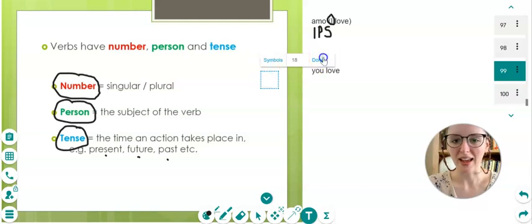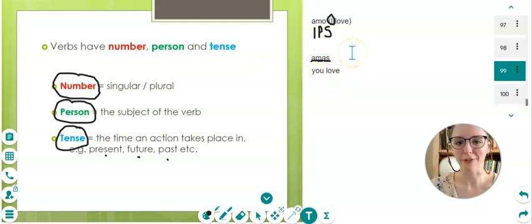So you can see how Latin is a little bit different to English. It's changing the endings there. And that's just an initial taster of how we manipulate and change verbs in Latin.